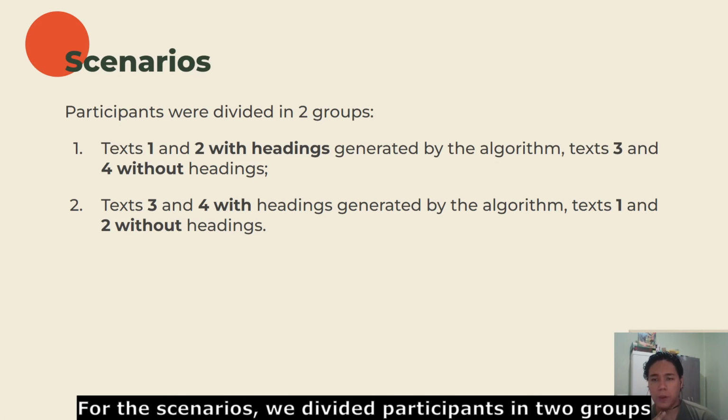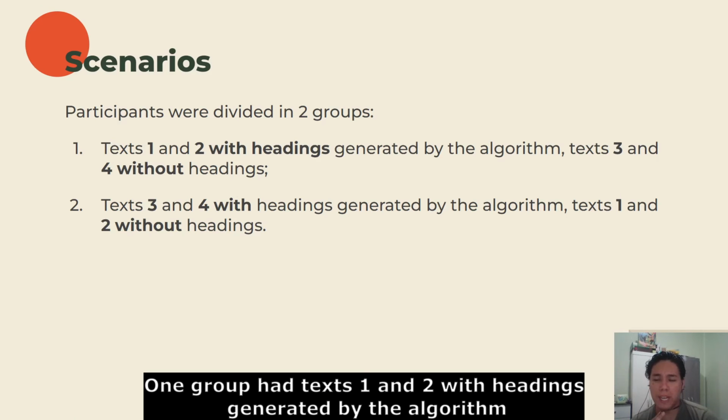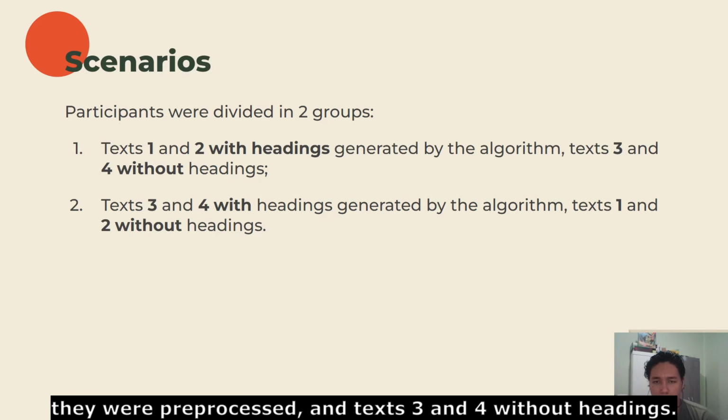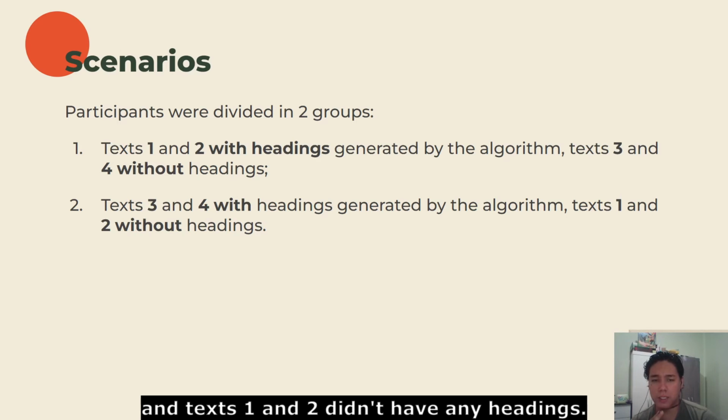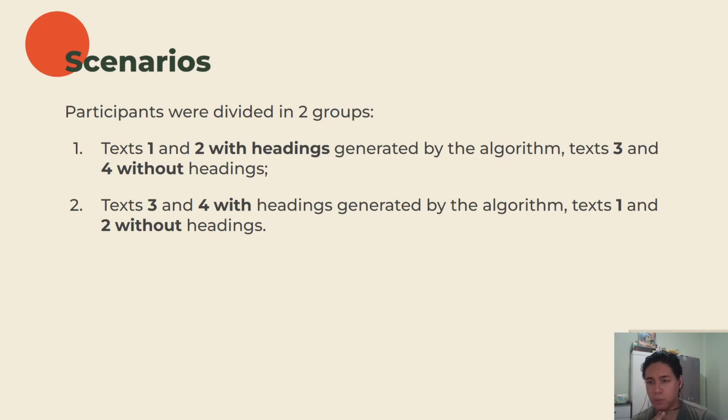And for the scenarios, we had 2. We divided them in 2 groups. One group had texts 1 and 2 with headings generated by the algorithm. They were preprocessed. And texts 3 and 4 without headings. The second group was the opposite. So texts 3 and 4 had headings generated, and texts 1 and 2 didn't have any headings.